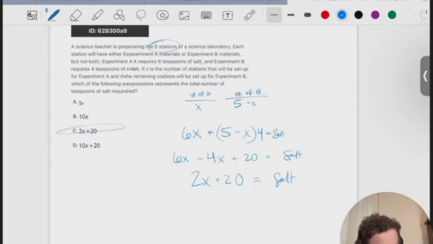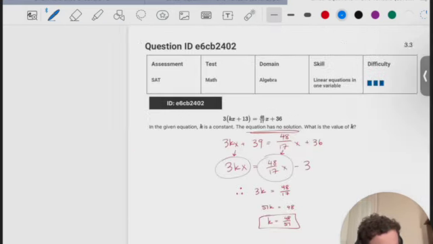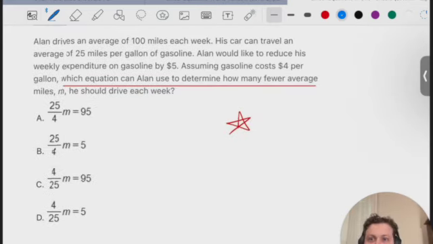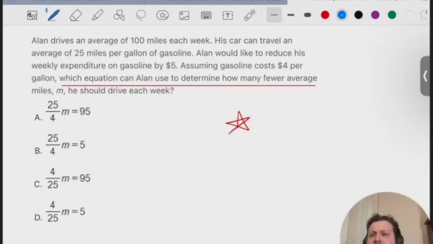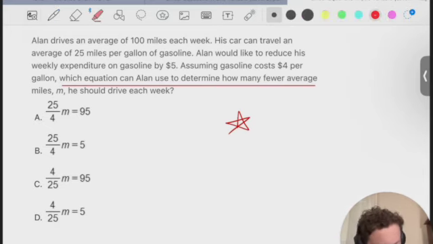All right, we're going to go back to that one that was giving me trouble. I'm going to give myself 3 minutes to do it, and then if not, I'm going to take the L. All right. Alan drives the average of 100 miles per week. His car travels that. Alan wants to reduce his weekly expenditure of gas by $5. I think for that reason, something's going to equal 5. So I'm going with B or D.